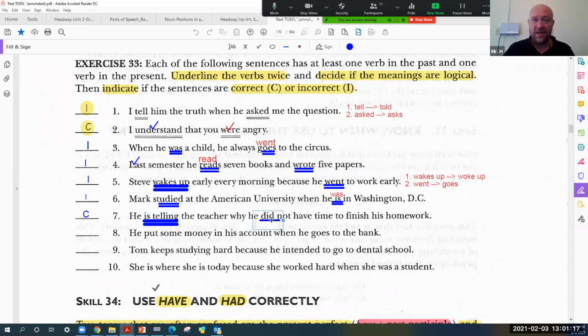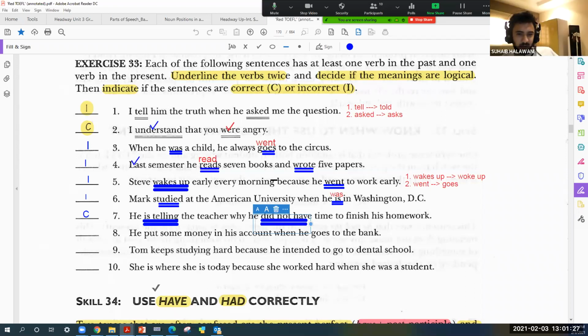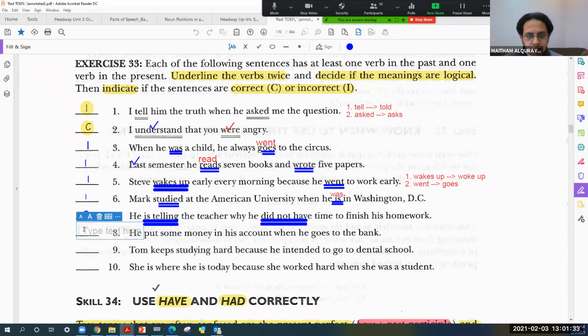He did not have time to finish his work. Yeah, it's logical. It is correct. Maytham, you want to try the next one? Number 8. What do you think? I think it's correct.